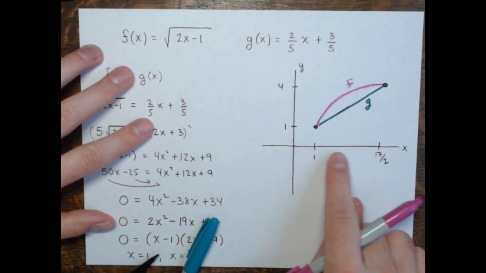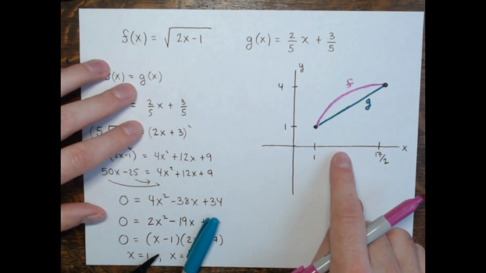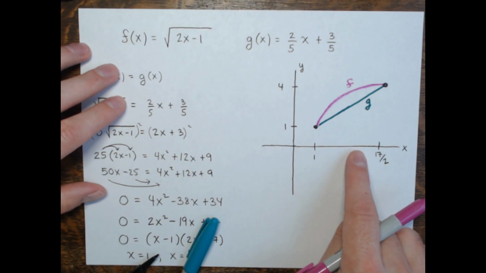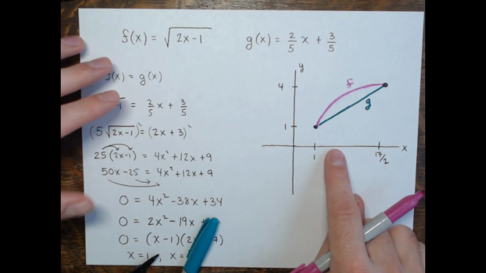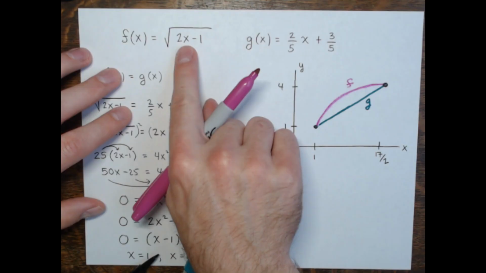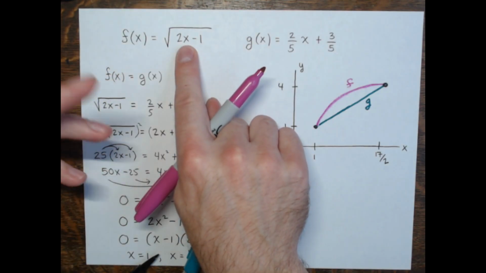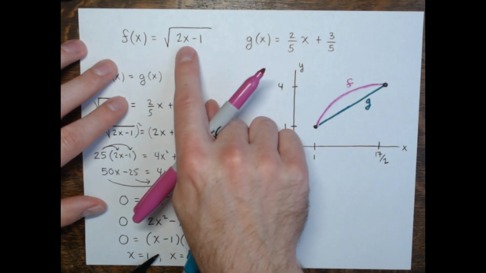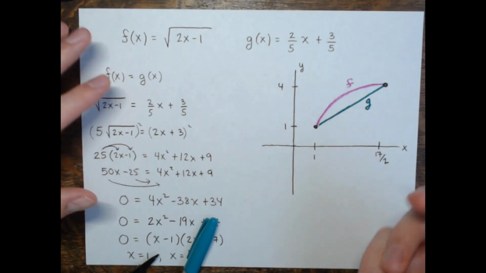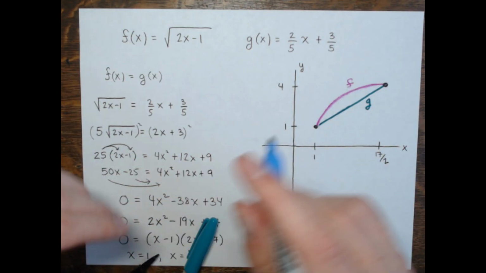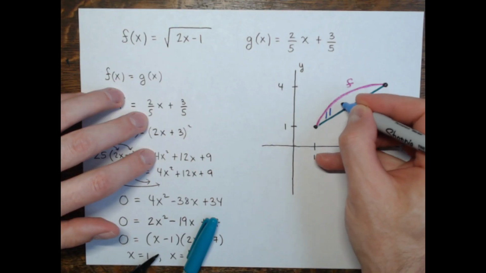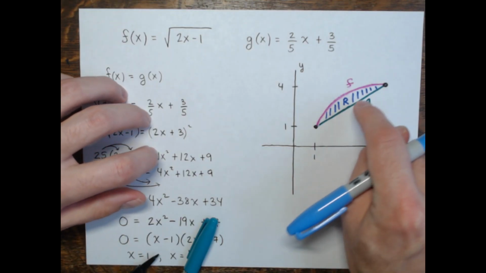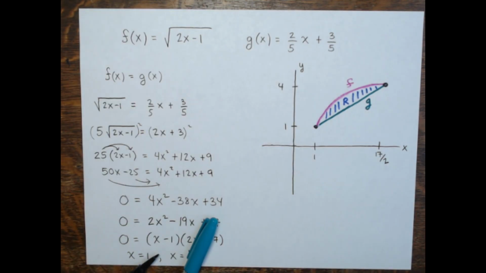Now you could have plugged in a value in between, say 5 would be nice, I guess it really doesn't matter. Plug in 2. This would be the square root of 3, which is about 1.7 something. And this would be 7/5, which would be about 1.2, right? This would be bigger. F would be bigger. All right, so the region being discussed is this region here. This is the R, this little thin area between.